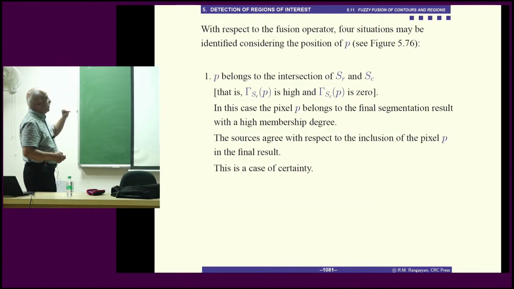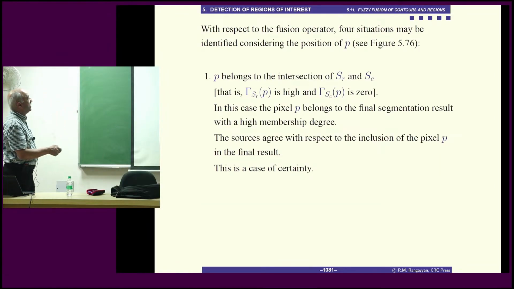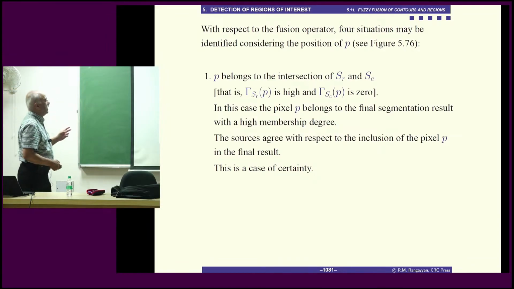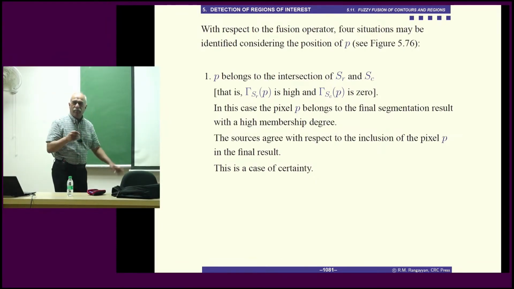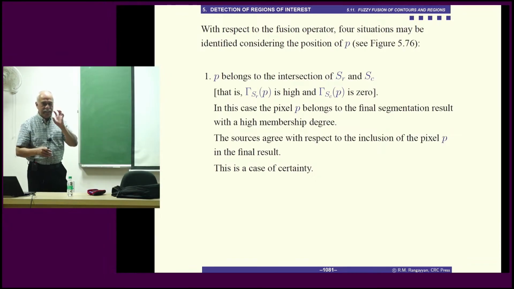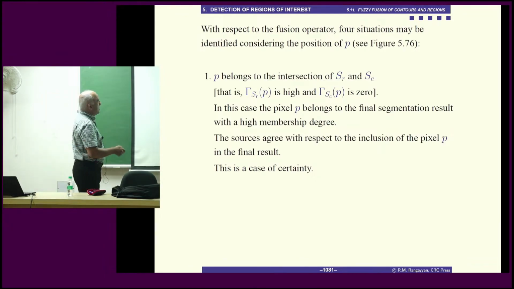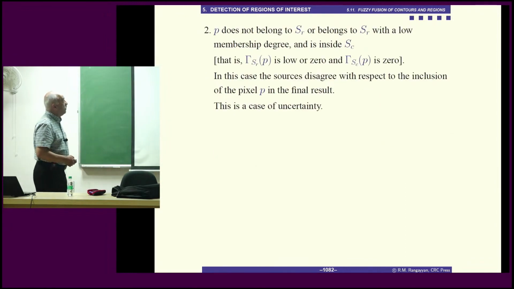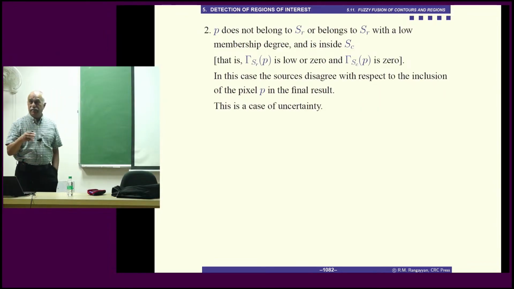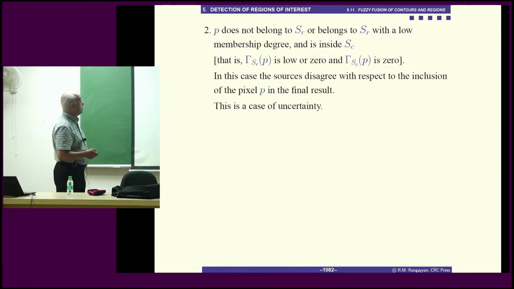So for the fusion operator, 4 situations arise. First, P belongs to the intersection of the two inputs, SR and SC. In this case, P belongs to the final segmentation with high membership. Both are telling that it is inside. So the sources agree with respect to the inclusion of P in the final result. It is certainty. And the second, P does not belong to SR or belongs to SR with a low membership if it is a fuzzy region, and is inside the contour.